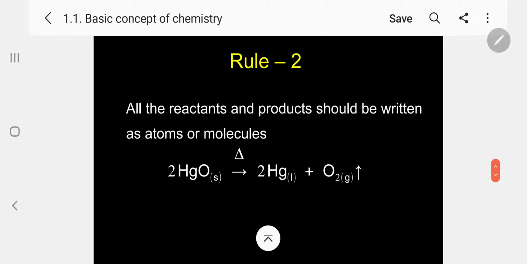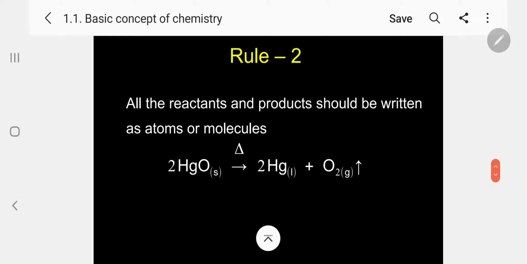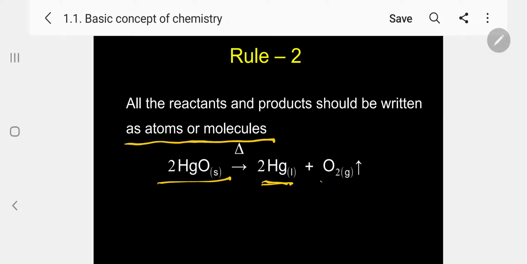Rule 2: all the reactants and products should be written as atoms or molecules. Please follow. Either an atom or a molecule, you have to write in the stoichiometry. So in this case, 2HgO is a molecule, solid. Hg is an atom, liquid. O2 is a molecular element, gas.